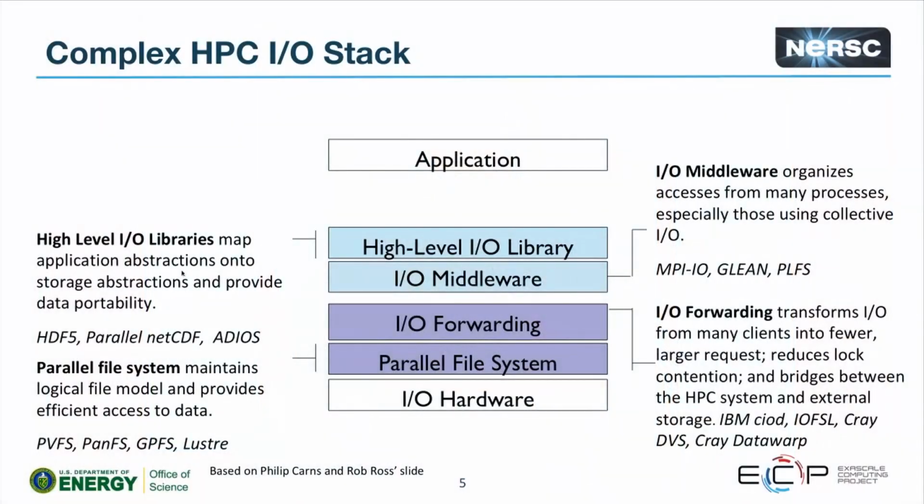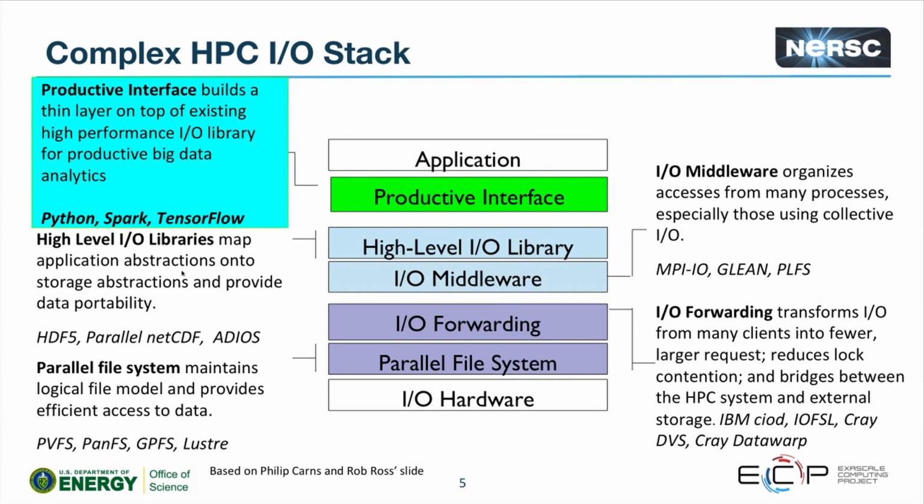This simple diagram really shows the complex I/O stack in our HPC architecture. That means when you run your application and want it to talk to the hardware, there are many layers you have to go through. And the number of layers is actually increasing. For example, the productive interfaces, like Python and Spark. People just want to use easy and productive tools to do their work.